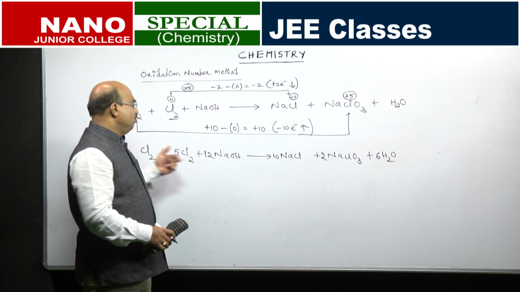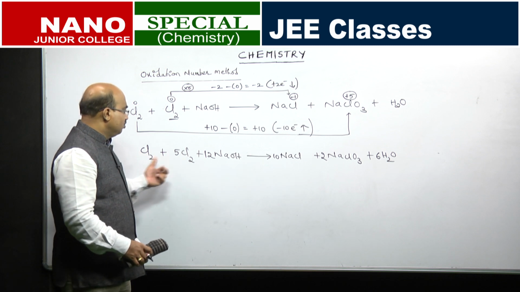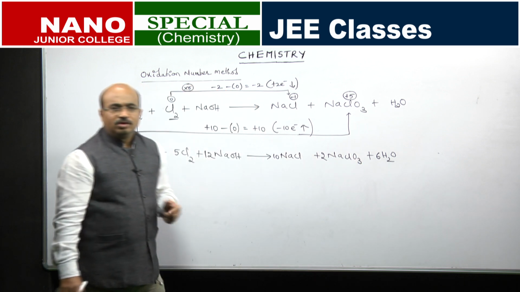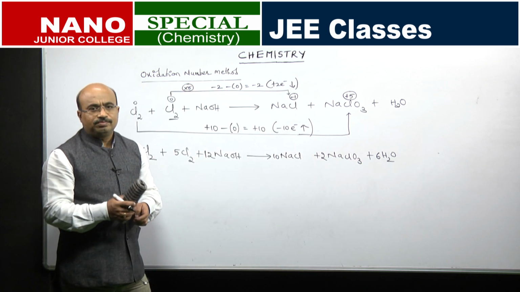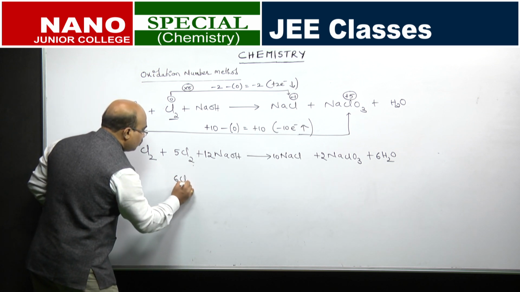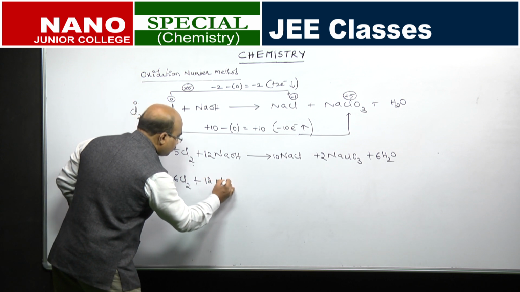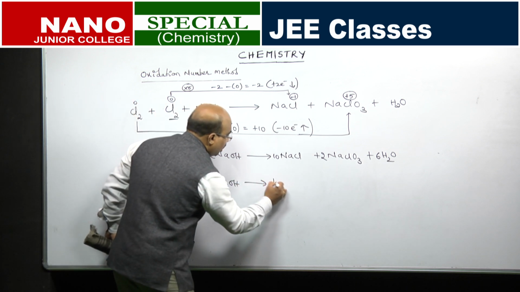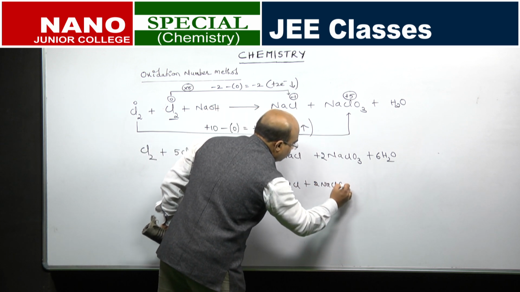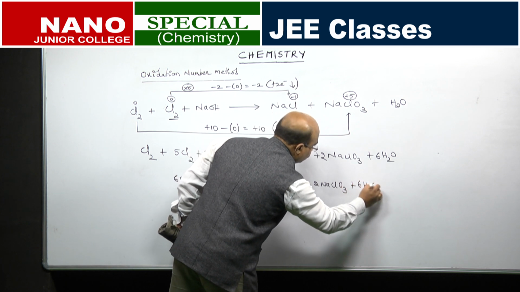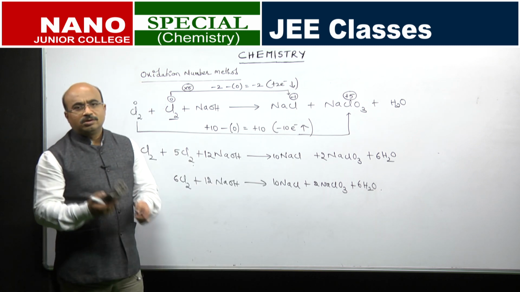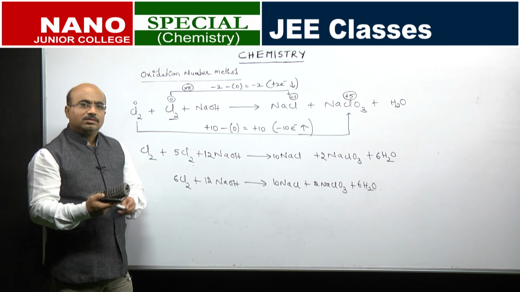Sometimes we may simplify. It is 1 plus 5, 6, this is 12, this is 10, this is 2, this is 6. So, you can write the simple coefficients also. You can write 5 Cl2 plus 1 Cl2 as 6 Cl2, this as 12 NaOH, this as 10 NaOCl, and this as 2 NaClO3 plus 6 H2O. You can now simplify all the coefficients because all are divisible by some common number.